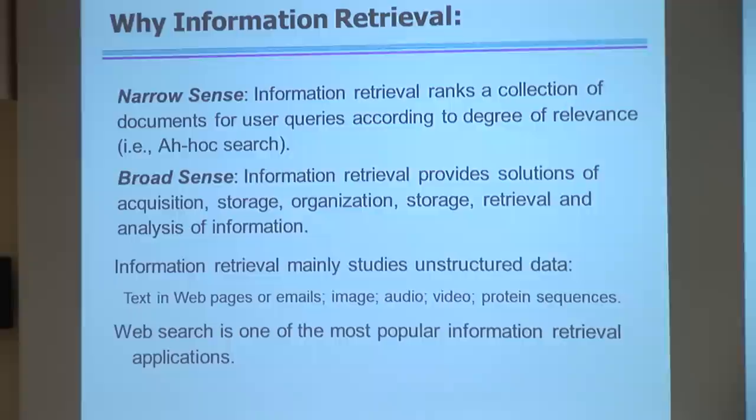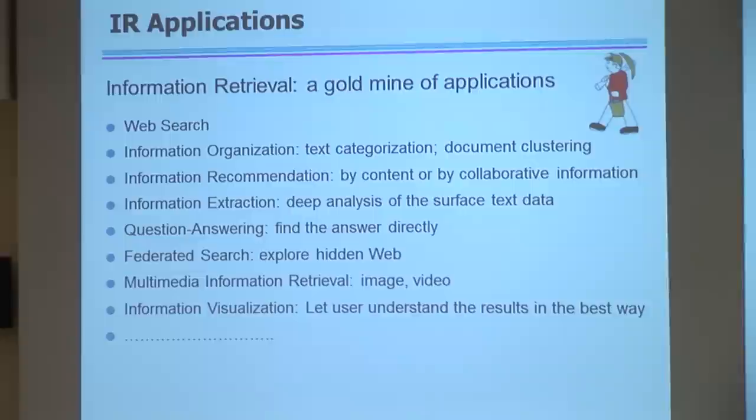However, we have a bunch of other applications besides web search. For example, we may want to do information organization. People have a huge amount of information, and we would like to organize it in different meaningful ways so that users can access it in a convenient manner. We have text categorization and document clustering techniques, which are two of the most well-known examples of machine learning techniques, as supervised learning and unsupervised learning. And we also have information recommendation.